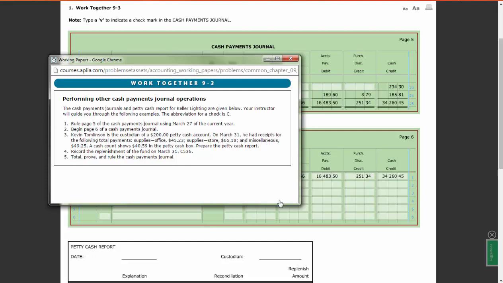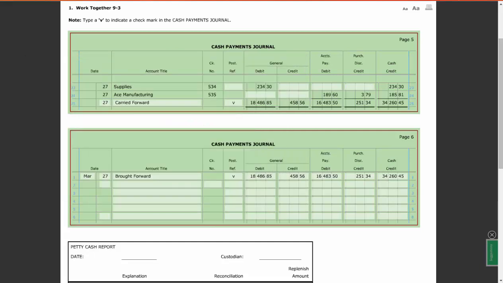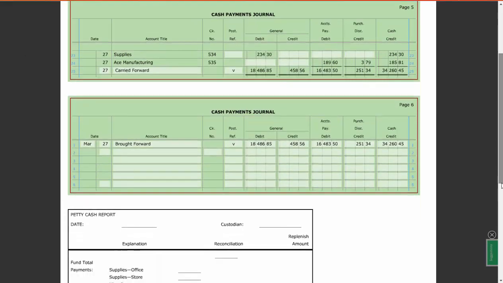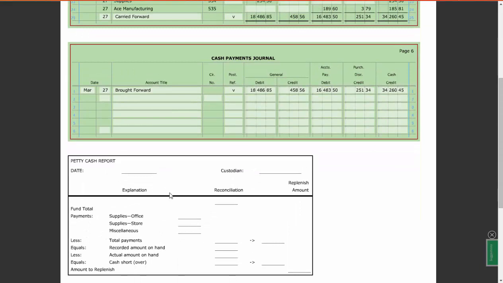So what we have to do is take this information in instruction number 3, go down below here, and fill out our petty cash report. Our petty cash report is going to be completed as of March 31st, because that's what it says in the instructions. Now, who's in charge of this petty cash report? It tells you in the directions. It's the first word in the directions. Thank you, yes. So custodian is Kevin Tomlinson.